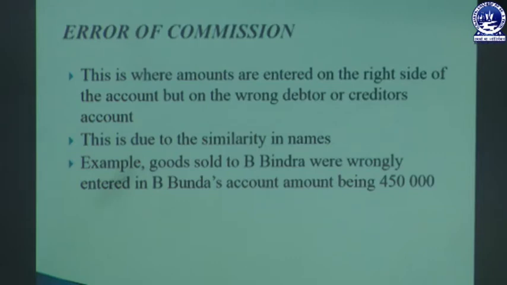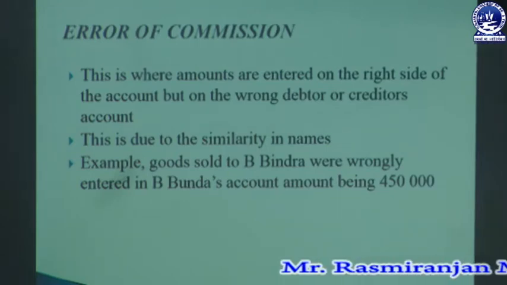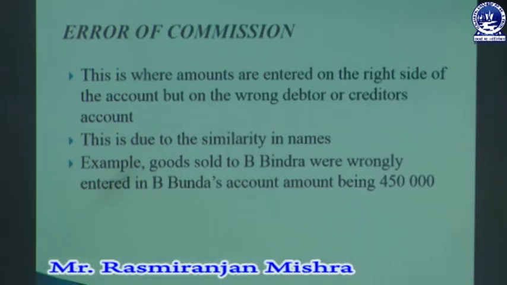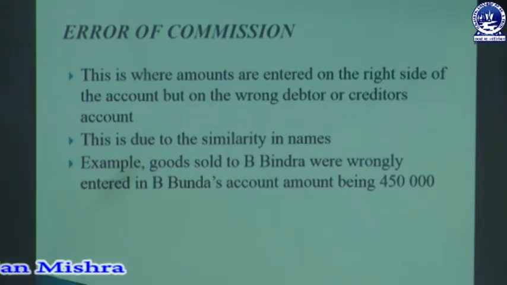The second type of error is called error of commission. This is where the amounts are entered on the right side of the account but on the wrong debtor's or creditor's account. So commission means we record it but there is some misplacing. Why does this type of error arise? This is due to similarity in names. In certain cases the names of different persons are similar, so instead of one name we record another name. That is a case of error of commission.